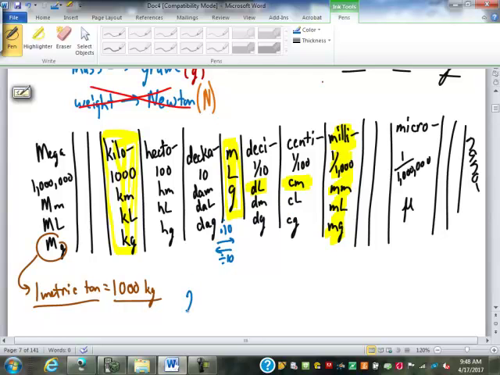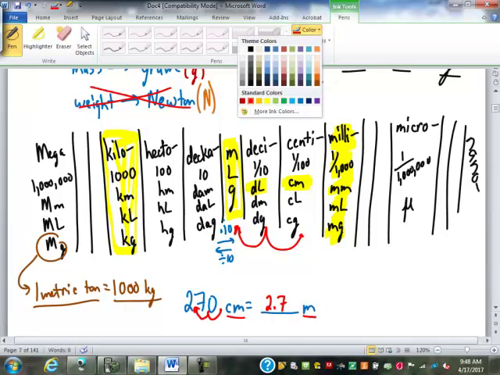If I have 270 centimeters, I want to convert it to meters. I am going from centimeters to meters. So I look at my chart, I'm going from centimeters to meters. I have to go 2 spots to the left to do that. My decimal point's right here. I have to go 2 spots to the left. 270 centimeters is 2.7 meters.